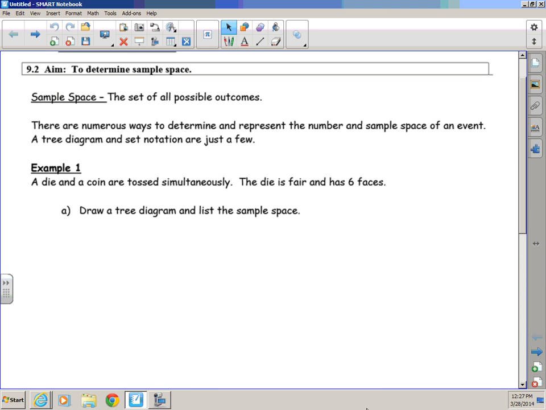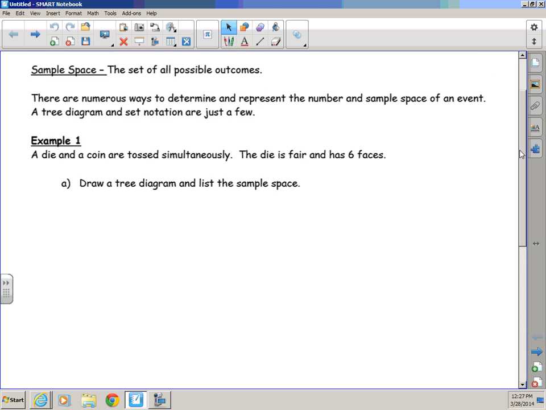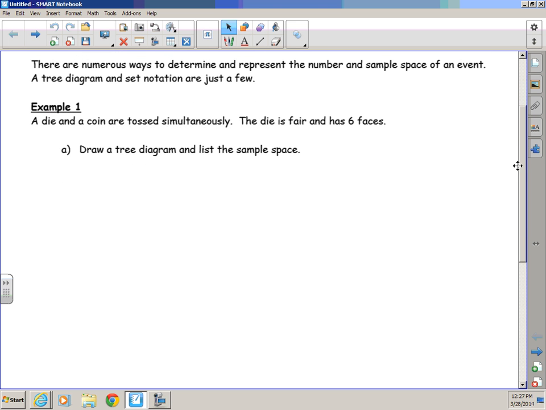Today's lesson will involve determining and understanding sample space. As we talked about in our first lesson, sample space is the set of all possible outcomes. And there's a couple of different ways you can use it. The two most common are a tree diagram and what's called set notation.